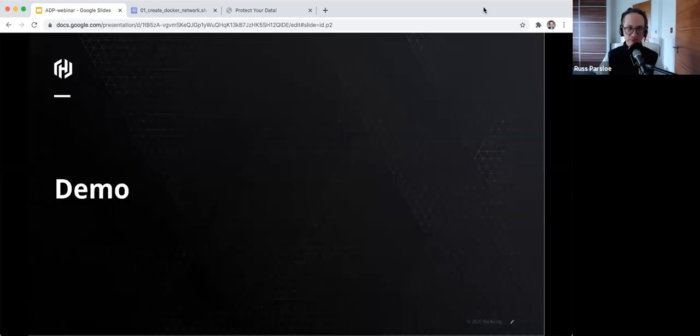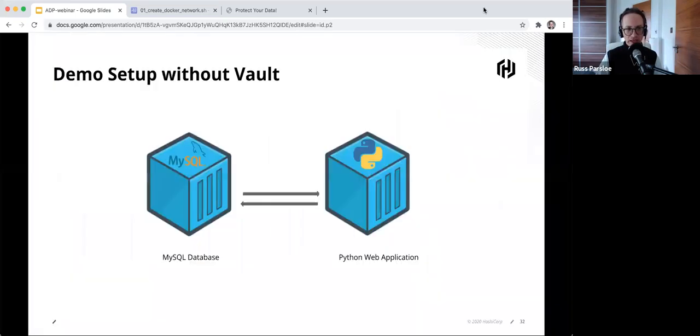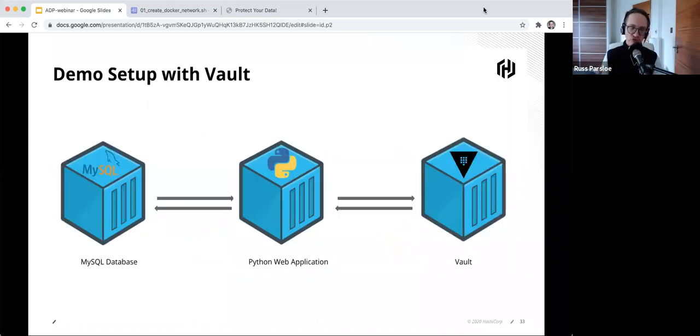Okay, this is the exciting bit. We're going to get to the demo now. It's a very simple demo, just so I can show you some of the data protection capabilities inside of Vault. What I'm going to do first is show you how the demo looks without Vault. It's a simple Python web application that is reading and writing data to a MySQL database backend. And we're going to see that that data isn't encrypted in any way. Then we're going to introduce Vault, and you'll be able to see some of the capabilities, such as transit and transform, that allow us to protect our data.